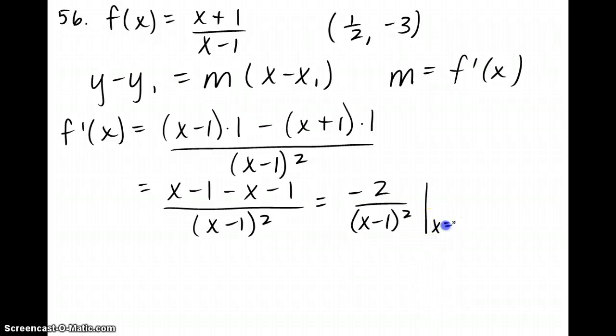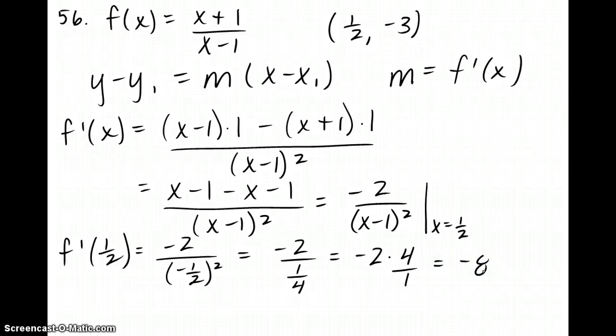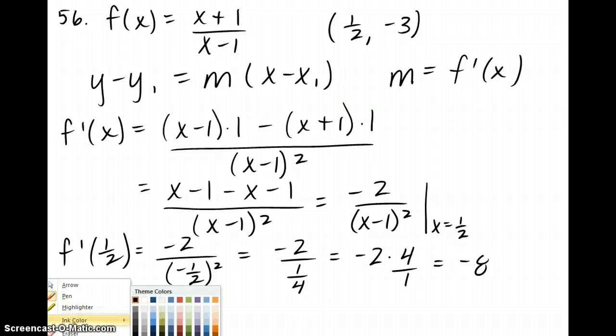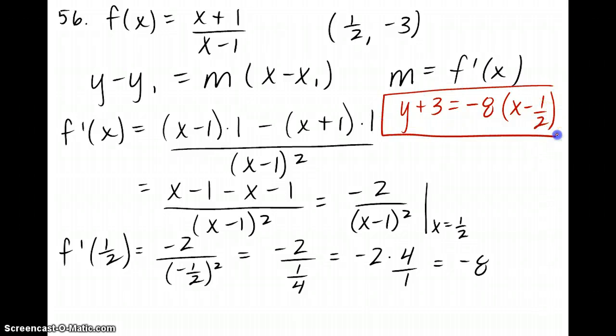Evaluate this function when x is equal to 1/2. So f prime of 1/2, negative 2 divided by negative 1/2 squared. Negative 2 over 1/4. Dividing by 1/4 is the same as multiplying by 4 over 1, so we get the slope to be negative 8. Now plugging the information into the equation of the line, y plus 3 is equal to negative 8 times x minus 1/2. So this would be our final answer.